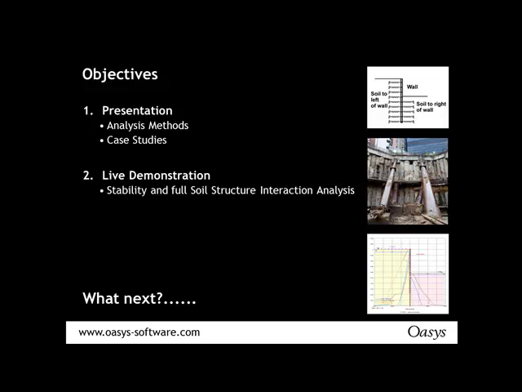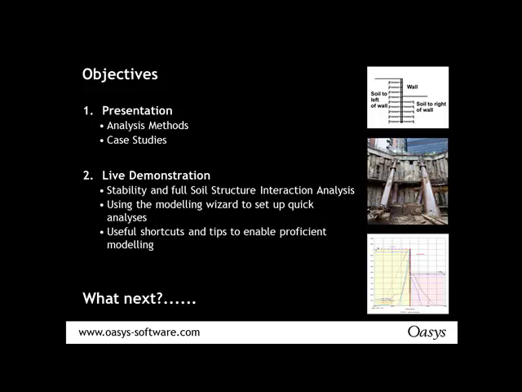So we carried out a stability and a full soil structure and interaction analysis, and we used the modeling wizard to set up a very quick analysis. We used shortcuts and tips to enable proficient modeling, and as you can see, the shortcuts and tips enable me to set up quite a complex construction sequence very quickly and get meaningful results out. We ran simple checks using graphical outputs. And so hopefully now you're able to navigate through, you're able to better understand how the analysis works, and you're able to now examine through and look into more detailed analysis.